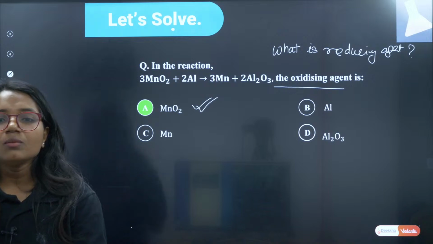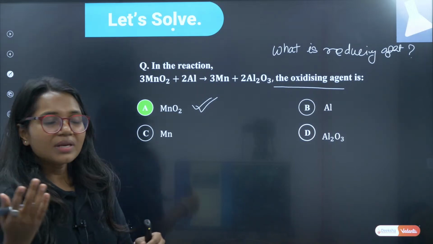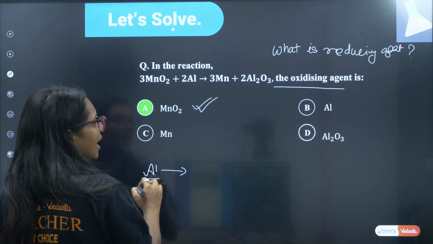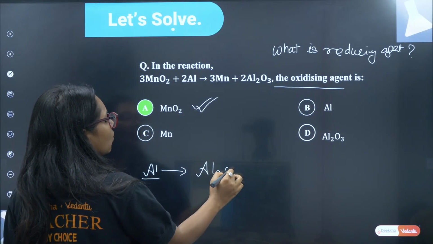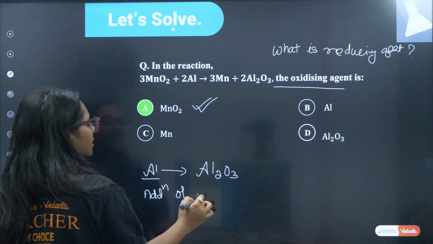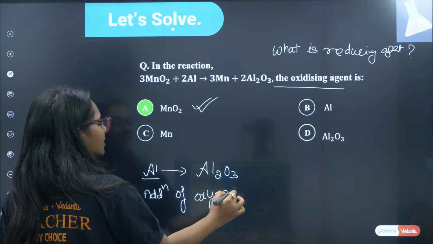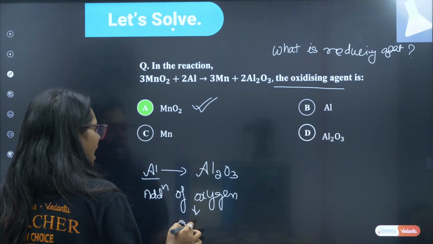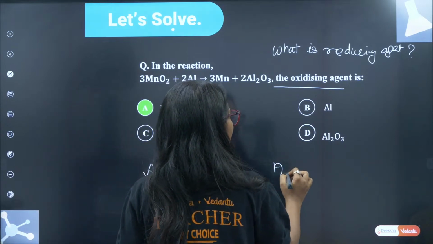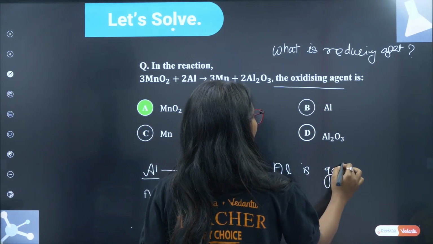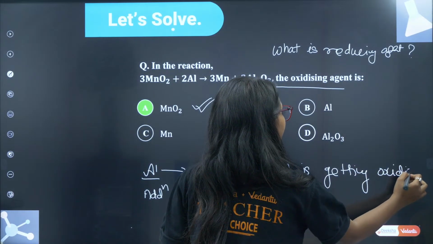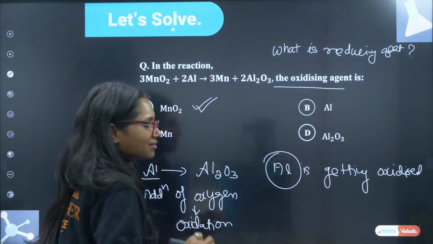So, Sumukh is telling aluminium. What is happening with the aluminium, guys? Aluminium is converting from aluminium to Al2O3. It means that addition of oxygen. Addition of oxygen means what? Addition of oxygen means oxidation. So, can I say that aluminium is getting oxidized here? Aluminium is getting oxidized. It means aluminium is what?